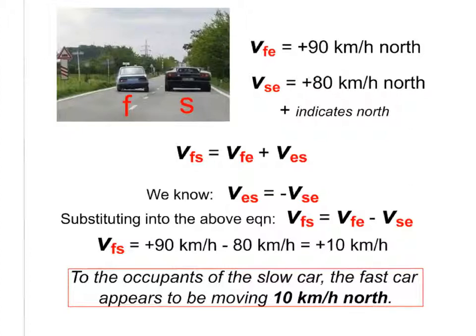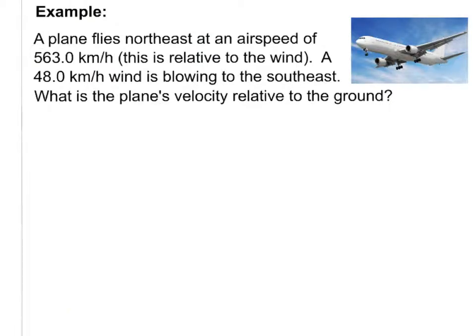Now this is a really simple problem, and you could do this in your head, but I want to walk you through the idea behind it because problems can get more complex than this. Okay, let's do an example. A plane flies northeast at an airspeed of 563.0 kilometers per hour. This is relative to the wind. I just realized I really should have flipped that plane around so it was appearing to fly northeast rather than northwest.